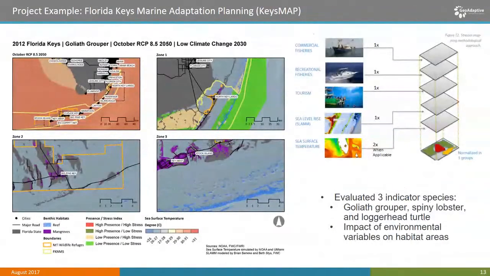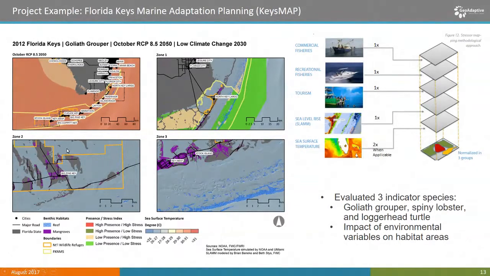So here's one of the maps that was developed through the analysis of one of the workshops. And so basically there were three different indicator species that were evaluated: the goliath grouper, which is a large fish, spiny lobster, and the loggerhead turtle. We looked at the habitat areas and how those different variables, the fisheries, the level of tourism, sea level rise and sea surface temperature would affect the habitats and species that we're focused on.